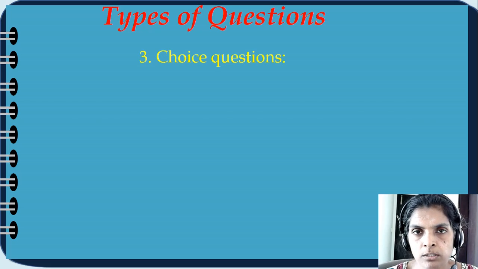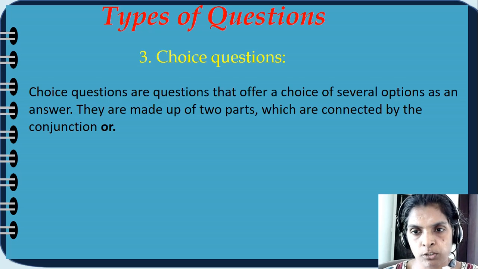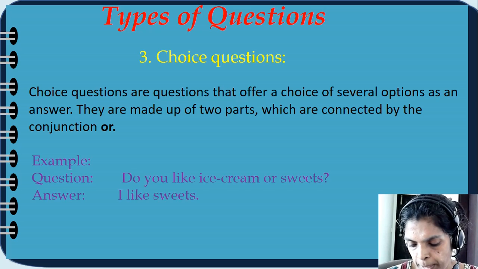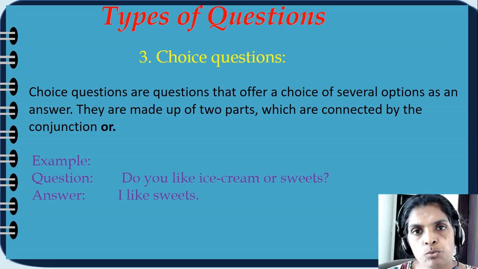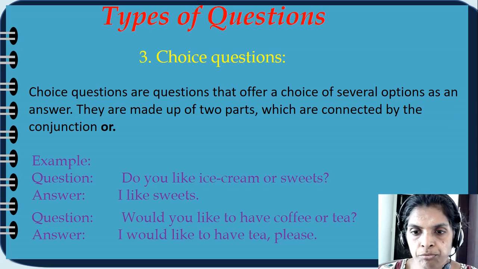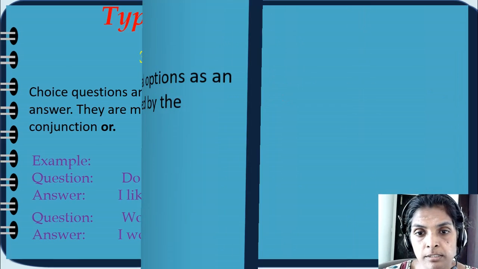Next type is called as choice questions. Choice questions are those which offer a choice of several options as an answer. They are made up of 2 parts which are connected by the conjunction or. So it is like the questioner, the person who is asking a question, asks a question and gives the other person a choice of 2 or more options, and the other person has to choose one of them. For example, do you like ice cream or sweets? So the reply will be either ice cream or sweets. Would you like to have coffee or tea? So here the options are coffee and tea. I would like to have tea please, or I would like to have coffee. Any one can be your answer.